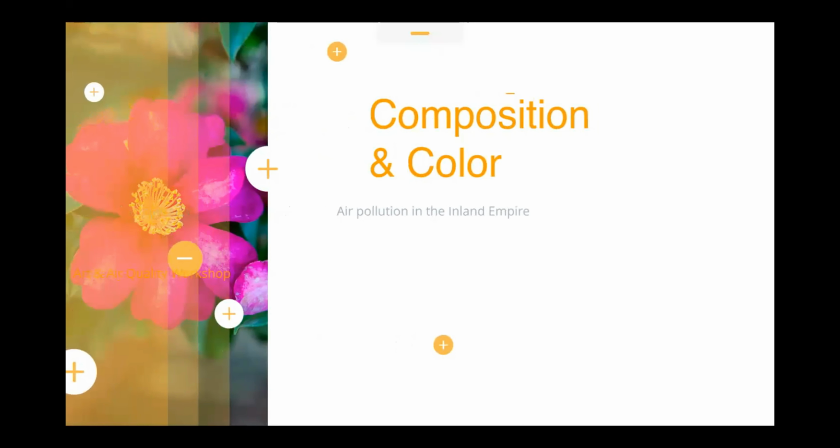Hi, and welcome back. In the last video, you learned about the Inland Empire, its history, and the various factors over the years that have contributed to the poor air quality that we see today. In this video, we will jump back into photography and talk about composition and color.